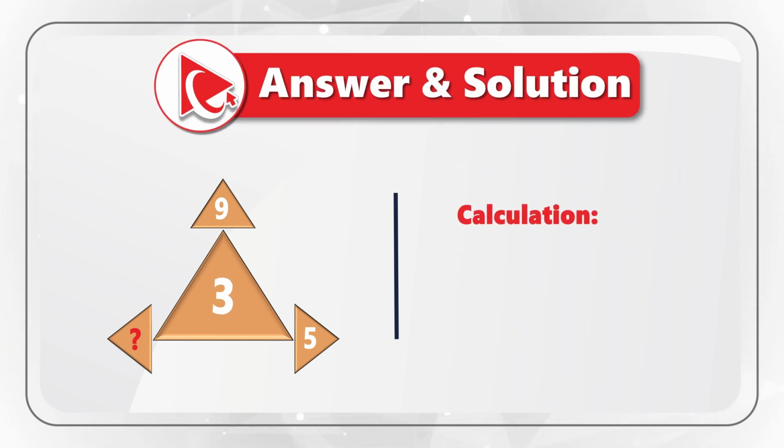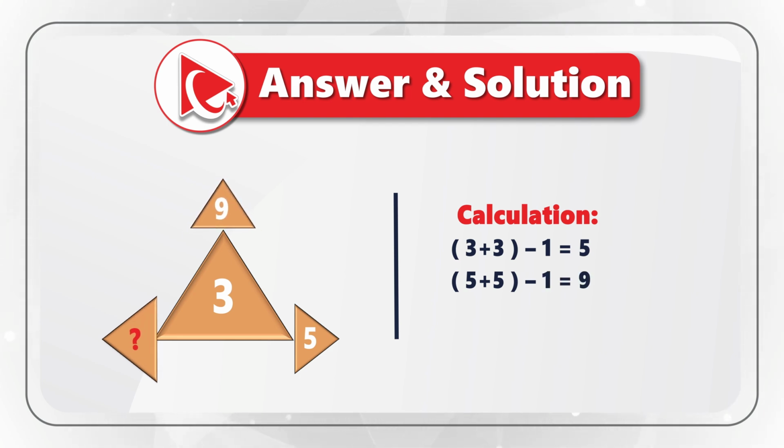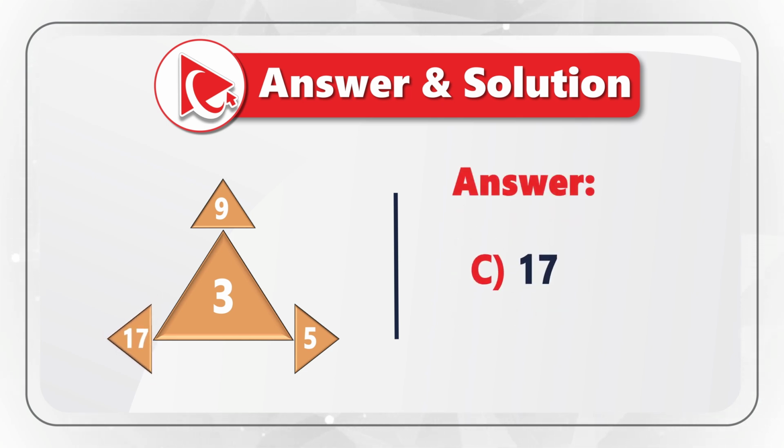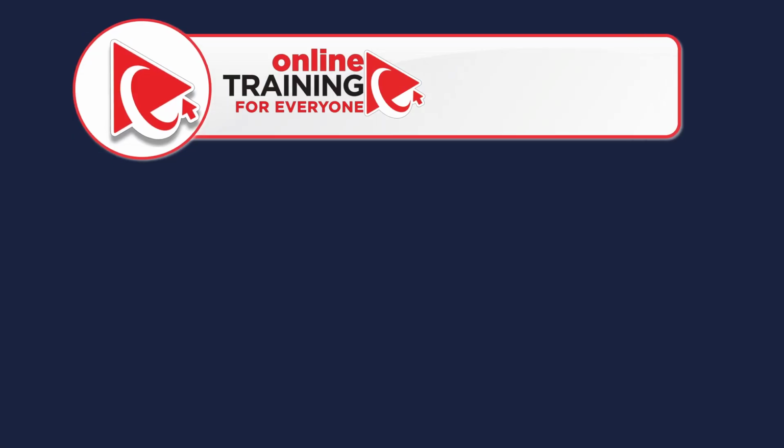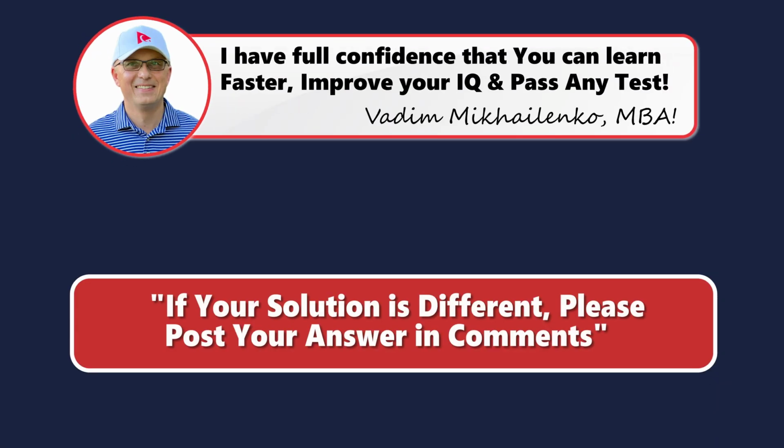The first number is 3. To calculate the next number, we need to add 3 plus 3, then subtract 1, and the end result of this is 5. Let's go to the next number. 5 plus 5 minus 1 equals 9. That's how we got the number on top in the small triangle. And now let's calculate the missing number. 9 plus 9 minus 1 equals 17. So the correct answer here is choice C, 17. Did you get to the same answer? If not, please make sure to post your rationale and solution in comments.